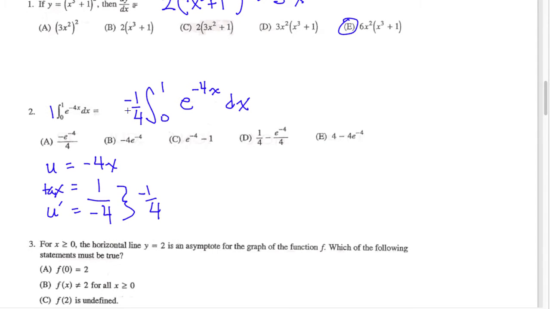What is the integral and the derivative of e house? It's the same. It's the easiest one. E house is e house. So I'm going to rewrite the same thing here: -1/4 e to the -4x, evaluation bar from 0 to 1. Derivative and integral of e house is e house. You don't do anything to it.